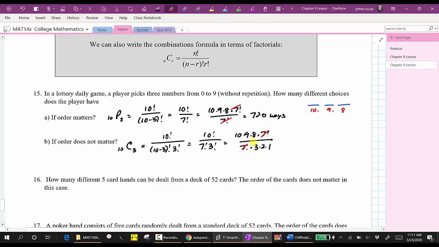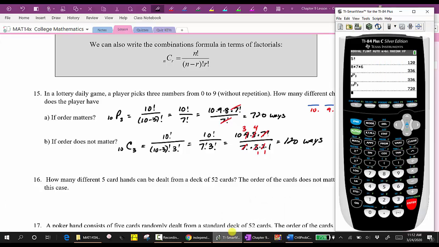From here, 3 and 9 simplify. There's 1, 3, and 3, 3 threes in 9. 2 and 8 simplify. There's 1, 2, and 2, and 4 twos in 8. We're left with 10 times 3 times 4, which is 120. There are 120 ways to pick 3 numbers from 0 to 9 if order does not matter. And again, let's verify this on the TI-84. We have 10, math, right arrow to probability, option 3 for combination, r is 3, enter, which gives us 120.